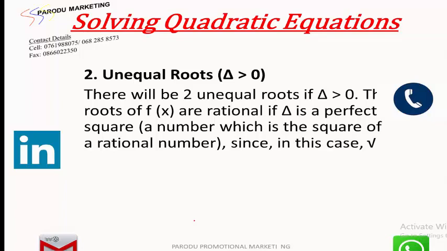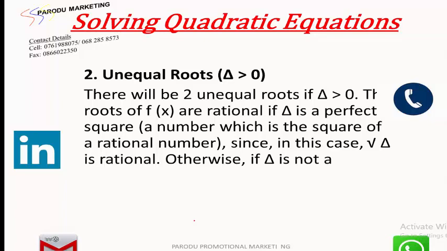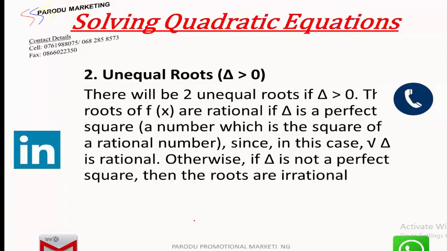Remember, what are your real numbers? Real numbers are made up of 2 types of numbers, which are rational and irrational. In this case, the square root of the discriminant is rational, otherwise, if the discriminant is not a perfect square, remember it, then the roots are irrational, right? So basically you do find the roots either way. The roots will either be rational or irrational.